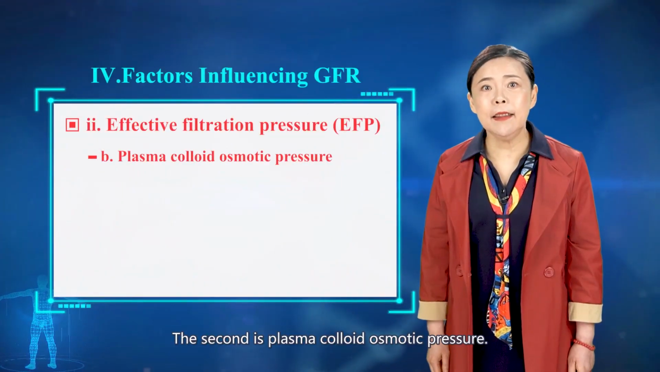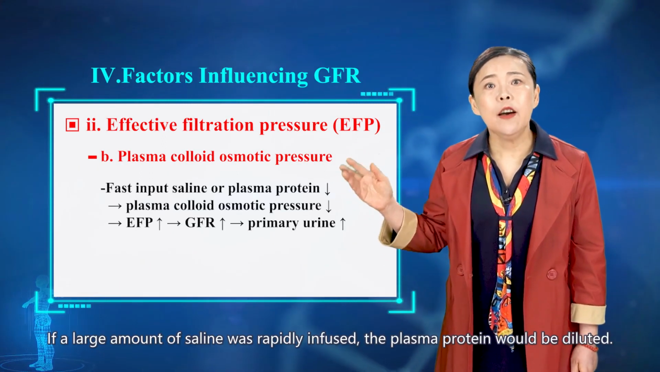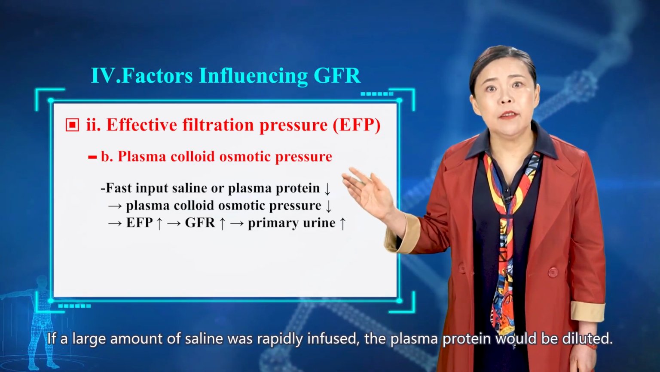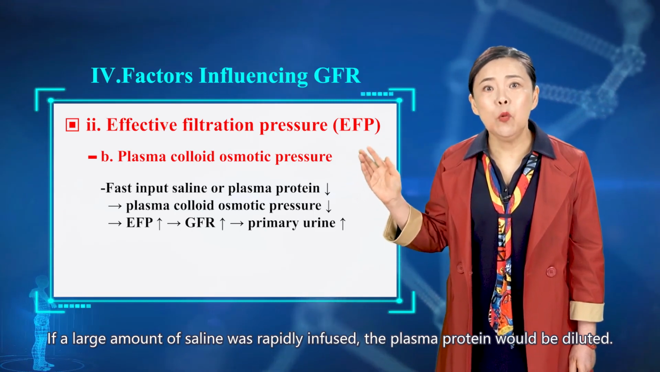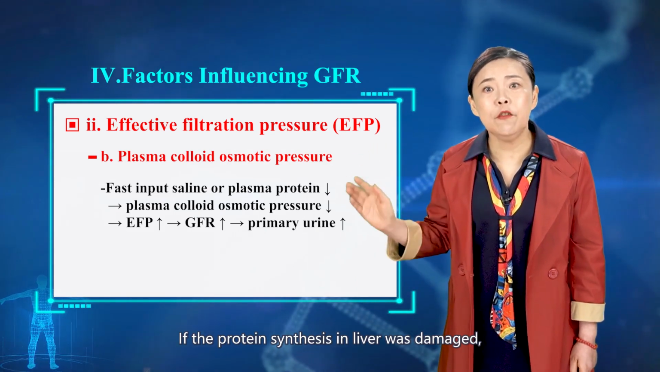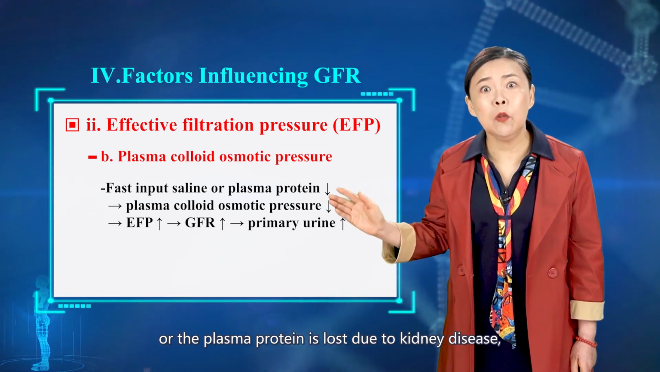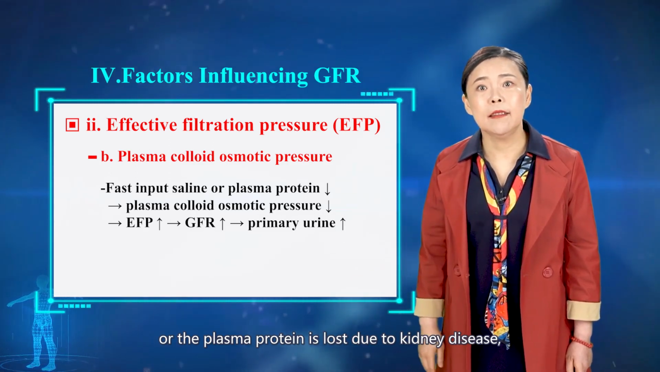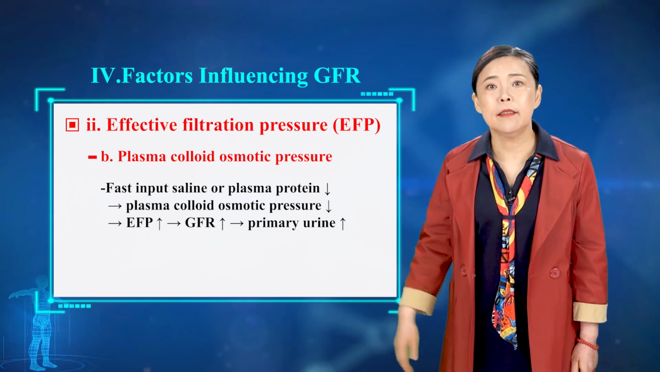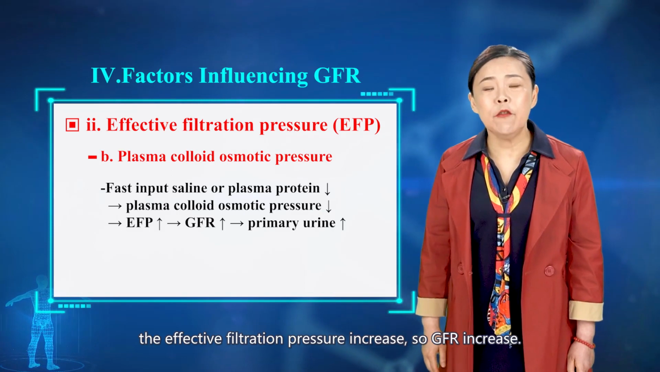The second is plasma colloid osmotic pressure. If a large amount of saline was rapidly infused, the plasma protein would be diluted. If the protein synthesis in liver was damaged, or the plasma protein was lost due to kidney disease, the plasma colloid osmotic pressure decreases. The effective filtration pressure increases, so GFR increases.